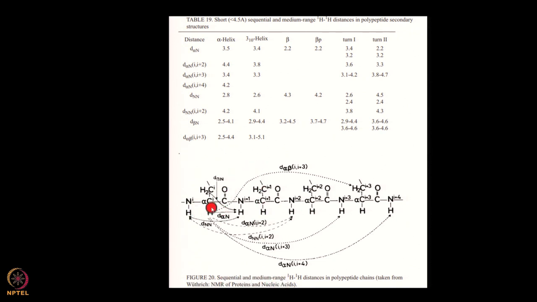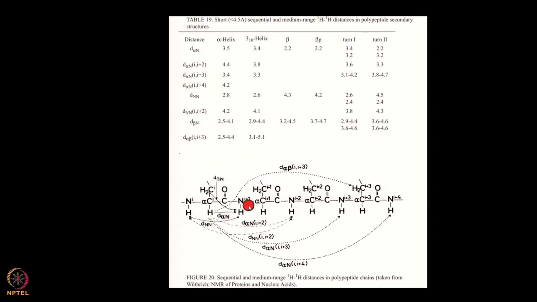You can see here some lines indicated by thick arrows and some indicated by dotted arrows. What are these thick arrows indicating? The thick arrows indicate the near neighbor interactions. For example, from the NH of residue i plus 1 to the alpha proton of residue i, which is indicated as d alpha N.